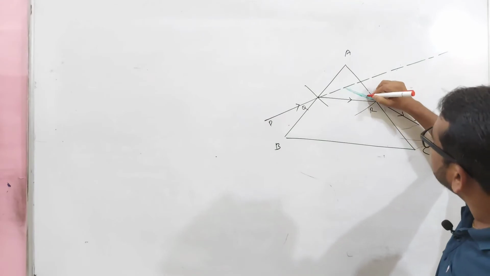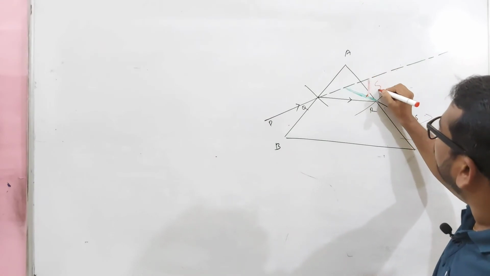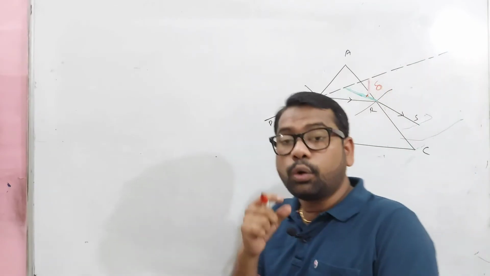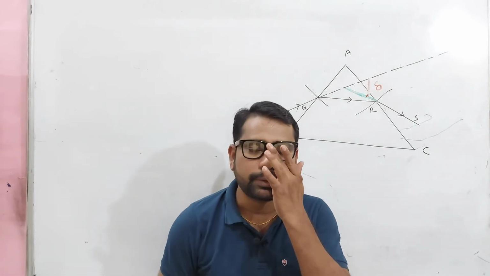The emergent ray is making some angle. This angle only we can call the angle of deviation. So how to define the angle of deviation? Very important. Very much important, children.